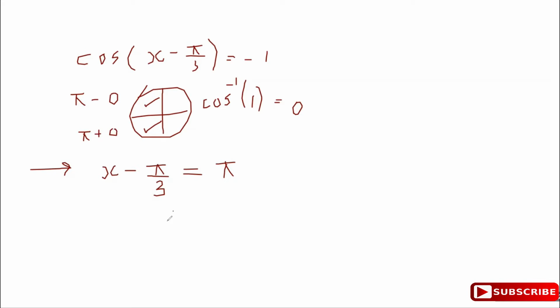So now we make x the subject. Making x the subject, we bring over this pi by 3 to get x is equal to pi plus pi by 3, and so x works out to be 4 pi by 3. So this is the value of x for which the minimum occurs, 4 pi by 3.